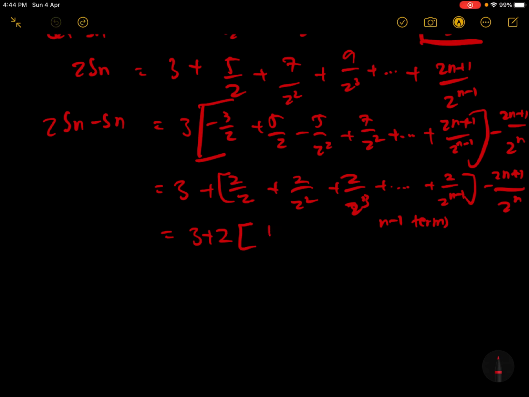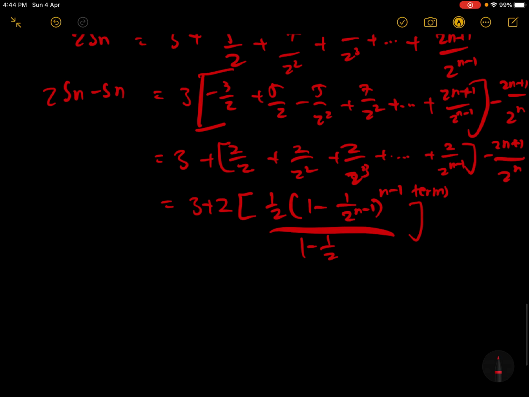But since I'm going to take a shortcut, I'm going to immediately turn it into a GP. So the first term is 1 over 2, and then 1 minus r power n. So it's 1 minus r, but there are n minus 1 terms, so you have to use 1 over 2 because the ratio is 1 over 2, n minus 1, over 1 minus 1 over 2. Because 1 minus 1 over 2, right? So it's 1 over 2. So minus (2n plus 1) over 2 power n.